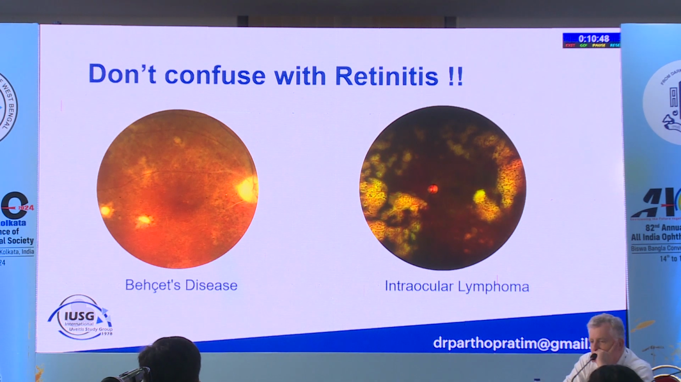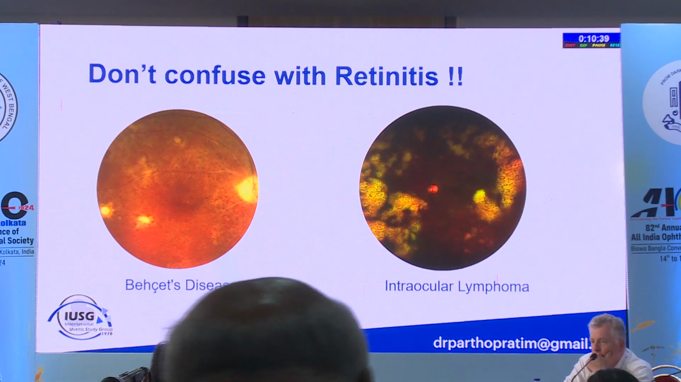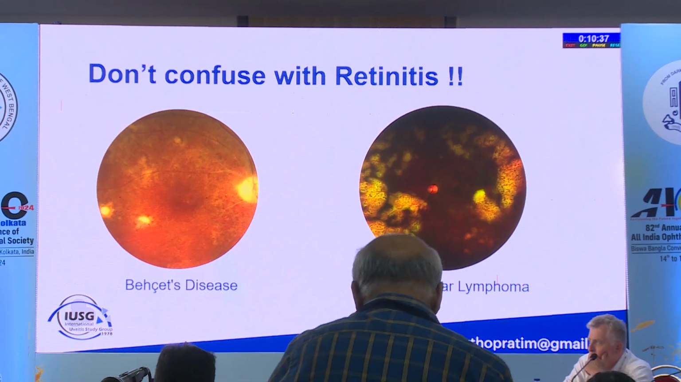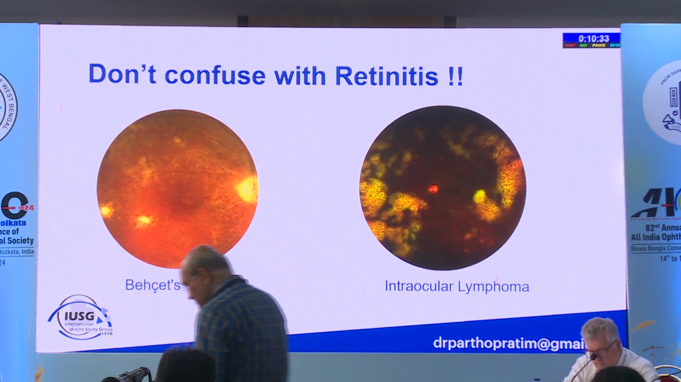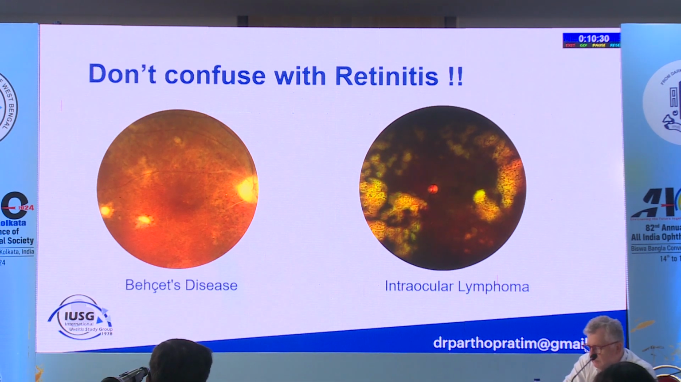The second is that sometimes you see sub-RPE creamy deposits like this, and these are cases of intraocular lymphoma. Sometimes you may miss them as retinitis. So you have to do systemic imaging. Sometimes you need to do a vitreous biopsy, and I think Professor Gupta already explained that if you don't know, you should not treat these cases. Better to send the patient to a uveitis specialist or oncologist.